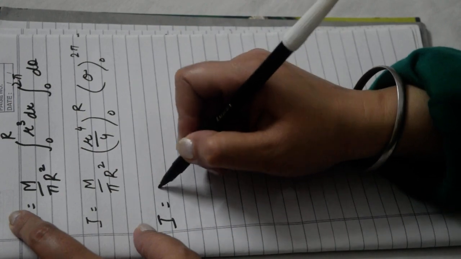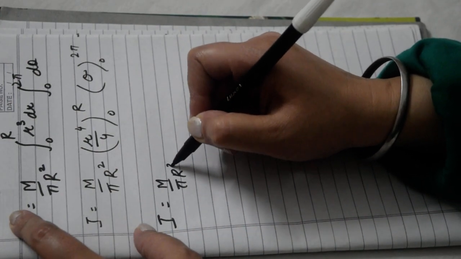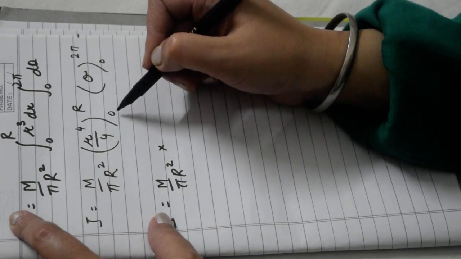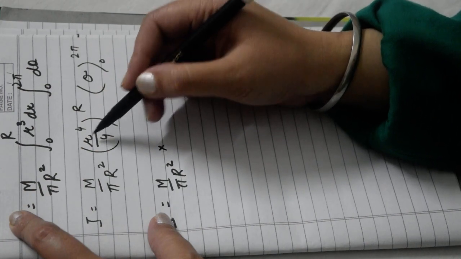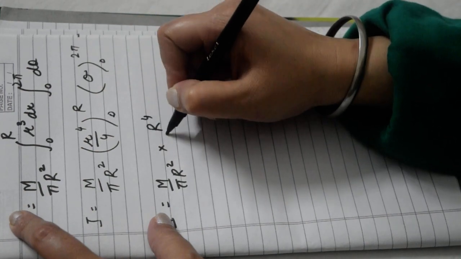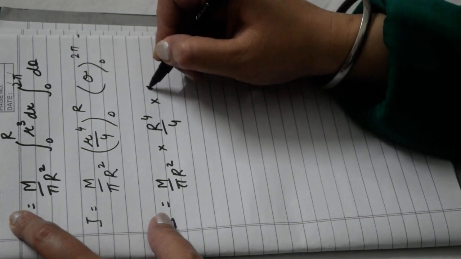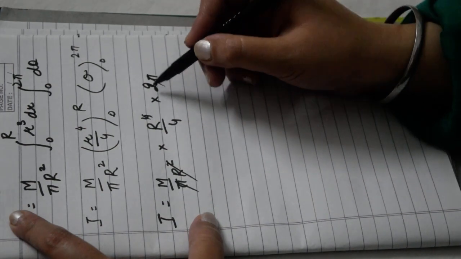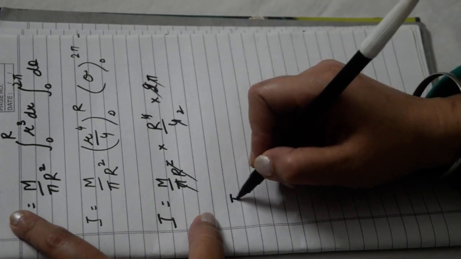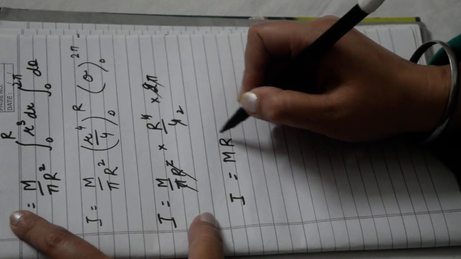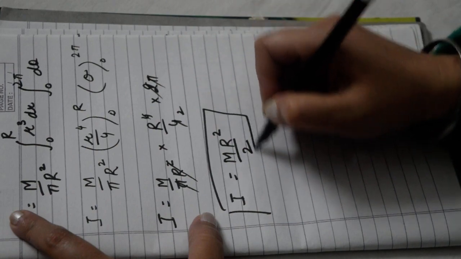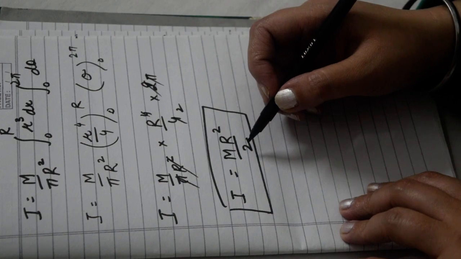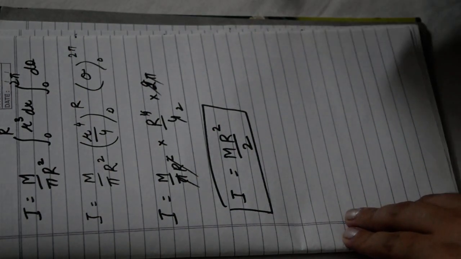I is equal to M over pi R square into, if I substitute the limits, r raised to power 4 by 4, and the lower limit of r is 0, it will be 0, so R raised to power 4 by 4. Similarly, the limit of theta is 2 pi. This pi cancels out, R square cancels out, this 2 cancels out, and hence my answer is MR square by 2. So this is the value of the moment of inertia of a disk about an axis passing through its center but perpendicular to its plane.